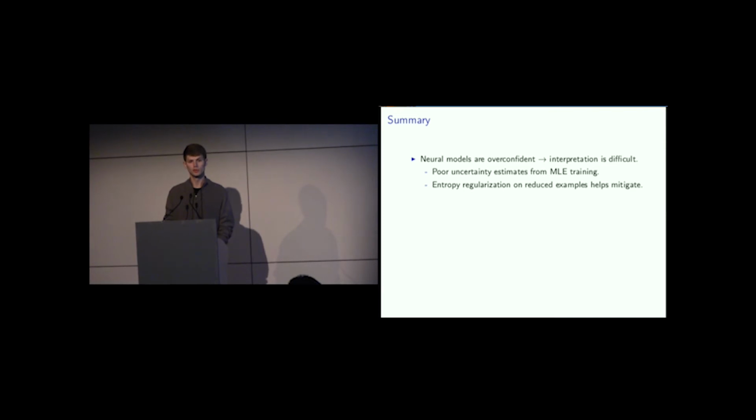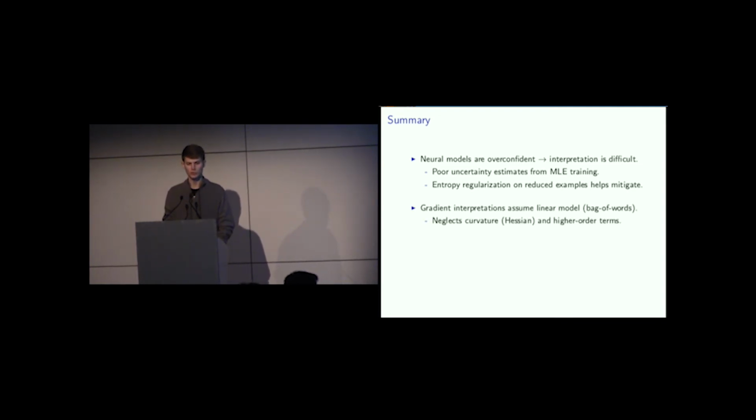This can cause difficulties for interpretation because confidence is not a good measure of your model's uncertainty. You need better, more principled approaches to figuring out how uncertain your model is. We saw entropy regularization can help mitigate this problem by maximizing the output distribution's entropy on the reduced examples.